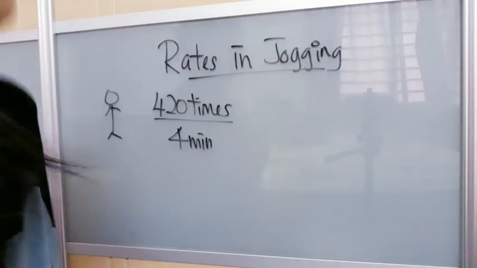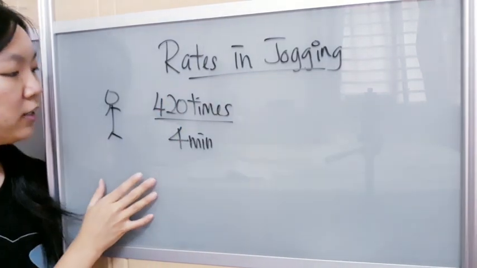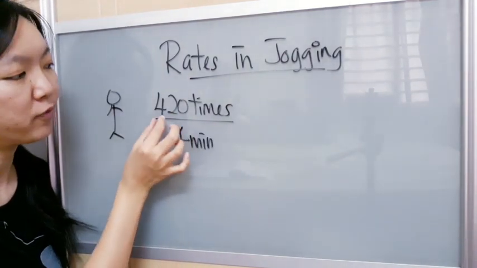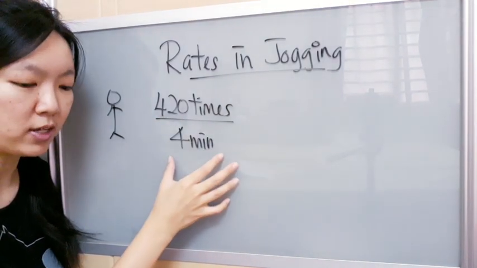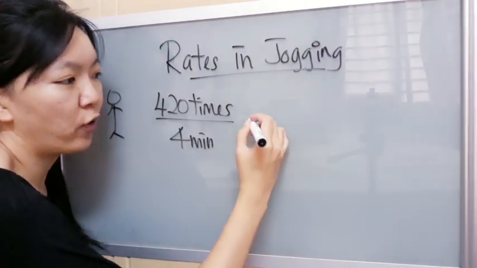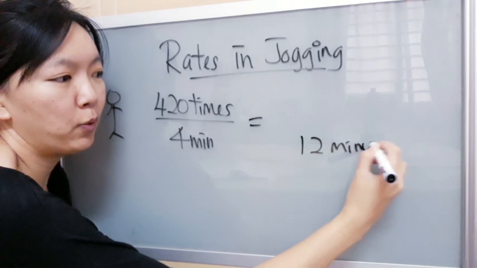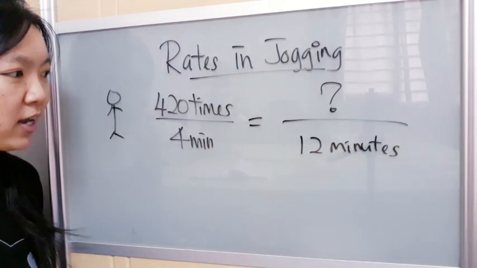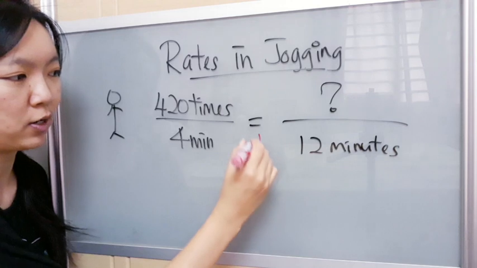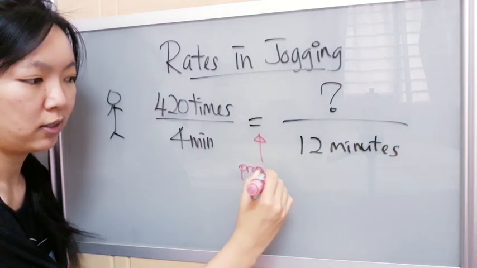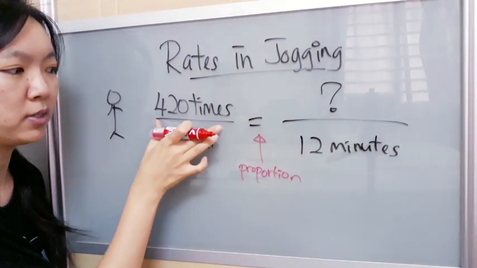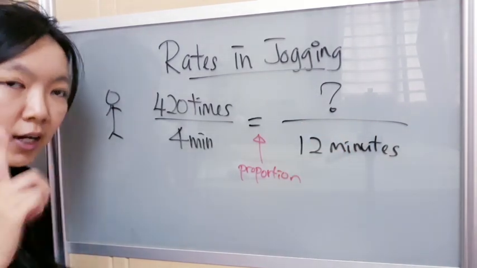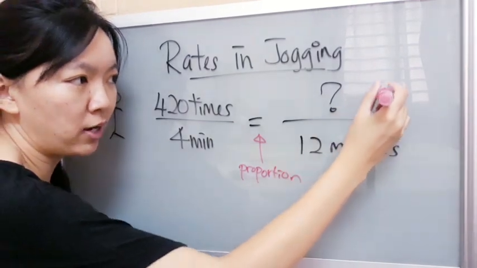Let's look at the rates in jogging. Daniel runs very steadily. So in 4 minutes, we know that his heart beats 420 times. As he runs very steadily for another 12 minutes, I would like to know, what is his heartbeat count for the 12 minutes? How can I find that? First, we will put an equal sign here because equal stands for proportion. 4 minutes, 420 heartbeats, and 12 minutes, how many heartbeats? So first, check: is the question mark on top? Yes. So I don't move it anymore.